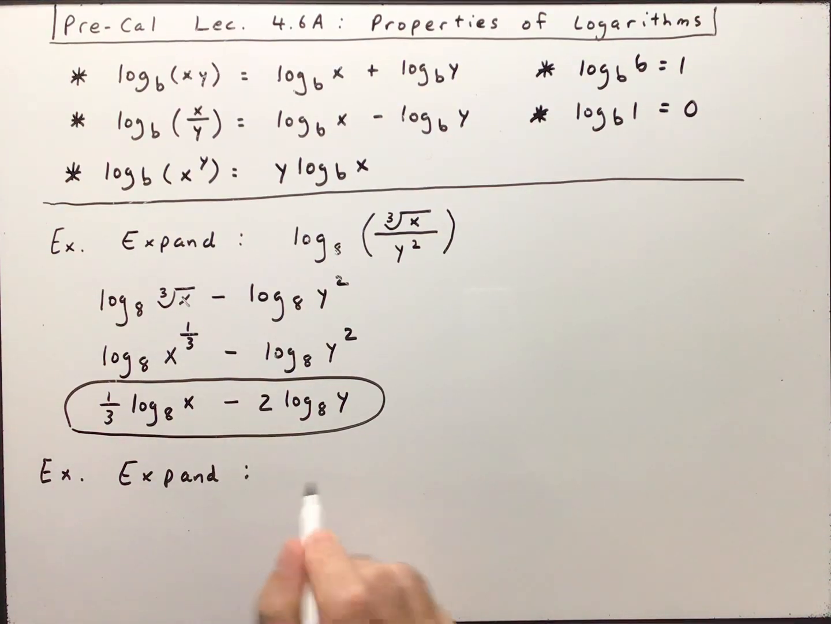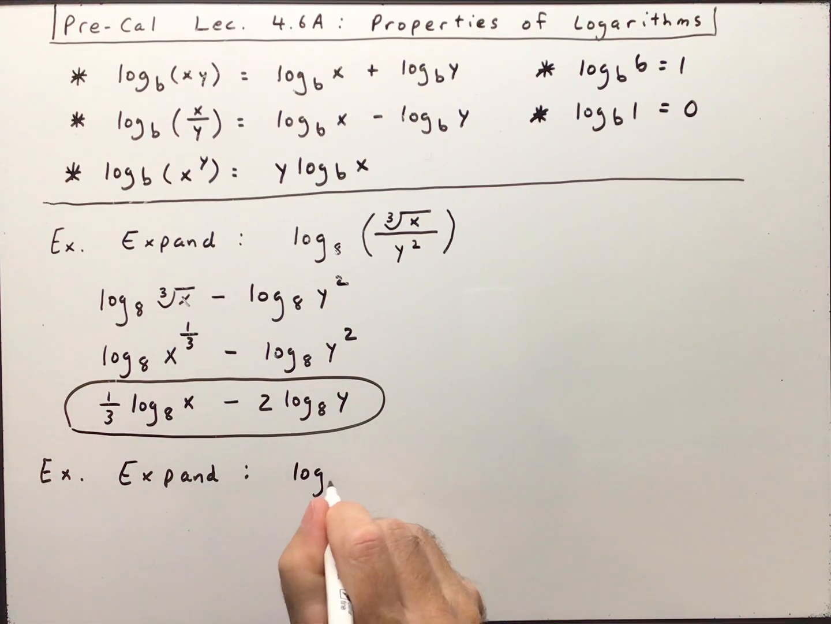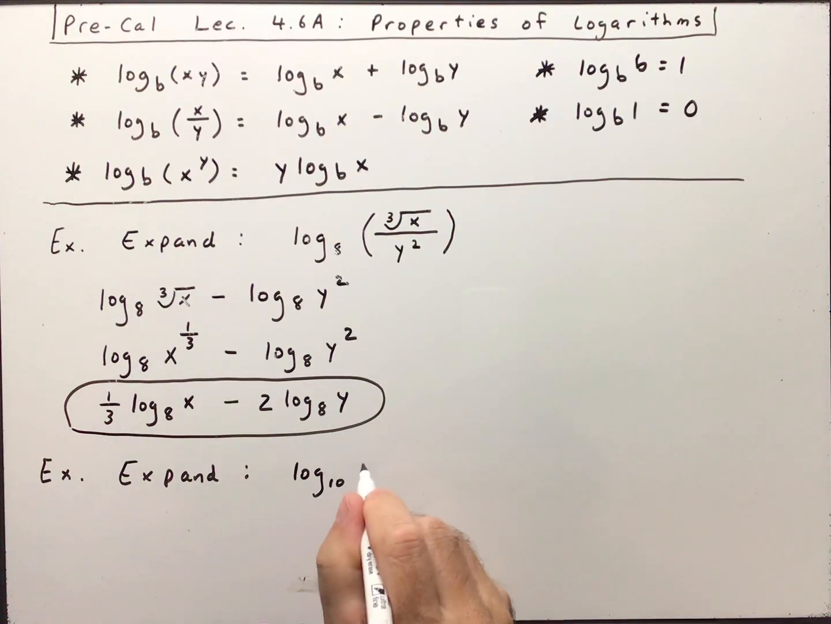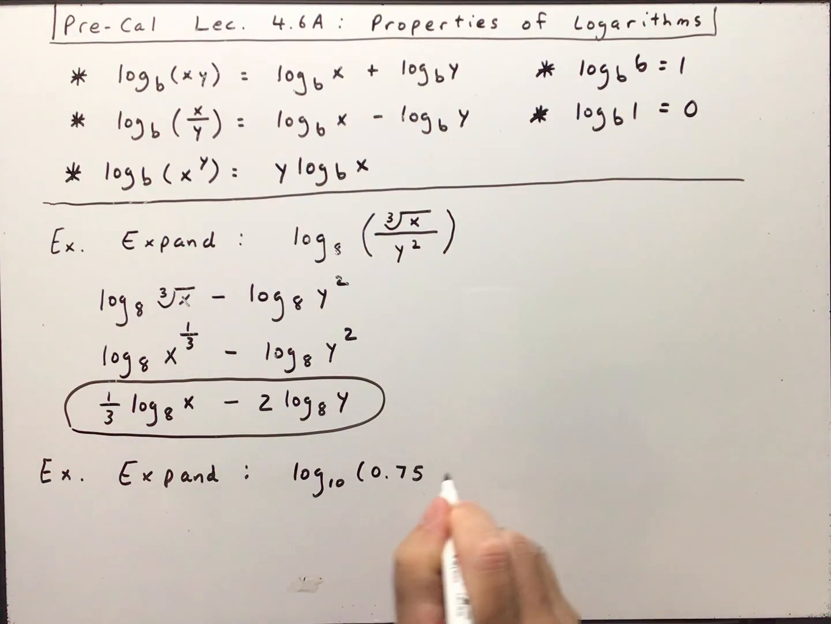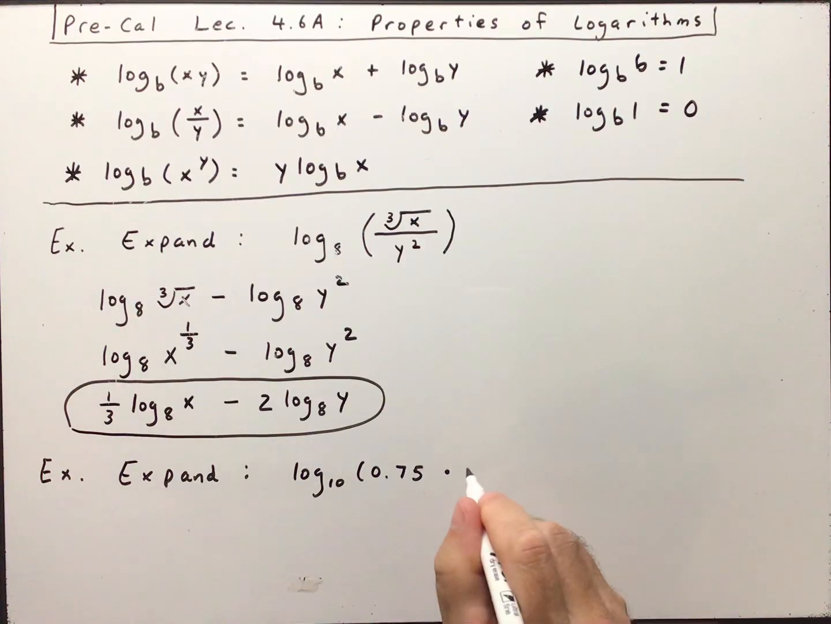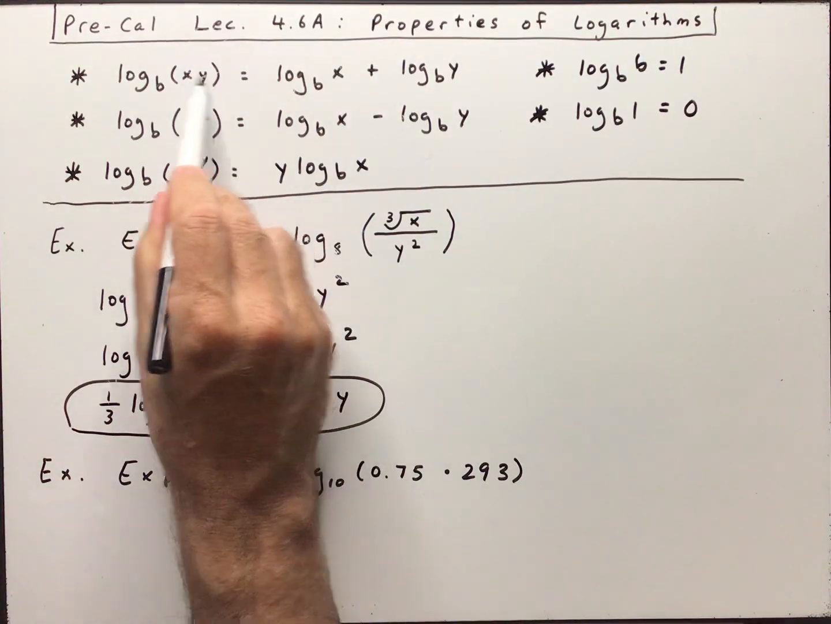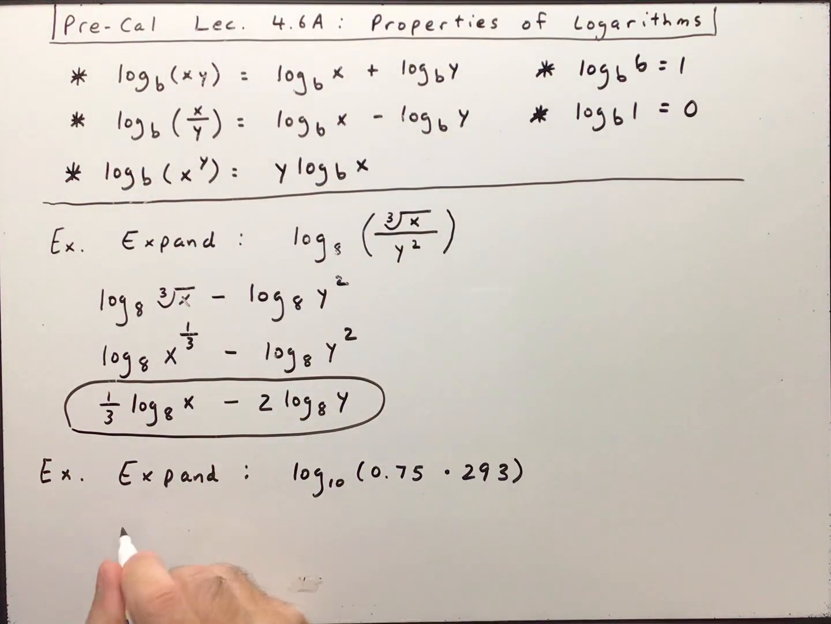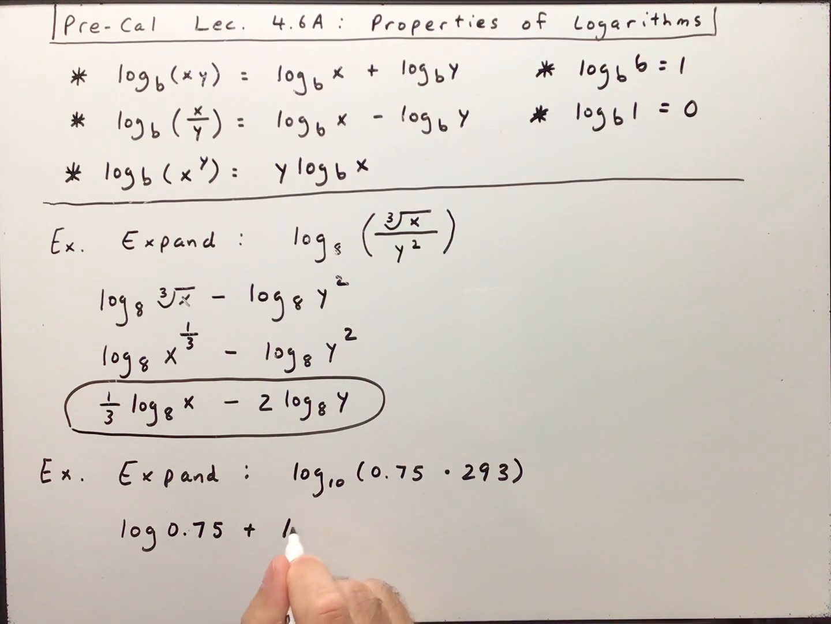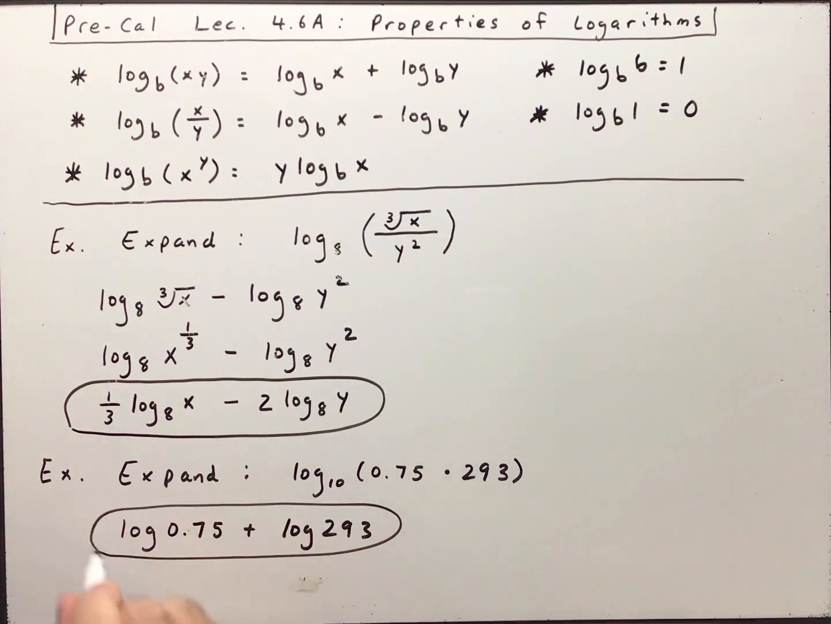So this is a simpler problem. Log base 10, and of course you wouldn't have to write the 10, of 0.75 times 293. This is a product, the very first one, so we can turn it into the sum of two logs. So I'm not going to write the 10 because we can just write it as a common log of 0.75 plus common log of 293. All right, so I reversed those on the page, but no problem.